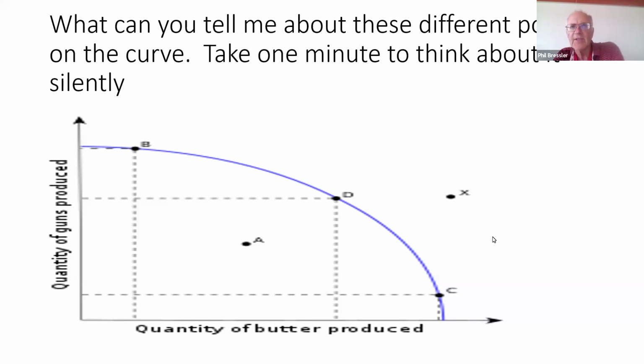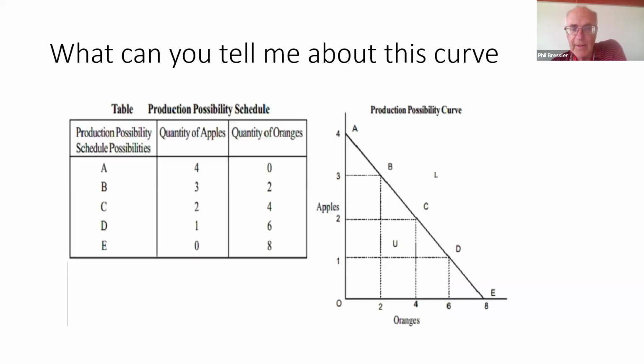Okay, that is efficiency. And then X is unattainable with present day resources. And to get to X, you need one of those four shifters we talked about. All right. So A is inefficient, B, D, and C are all equally efficient, and X is unattainable with present day resources. And then increasing opportunity cost because it's bowed out, resources are not easily adaptable. Okay. All right.